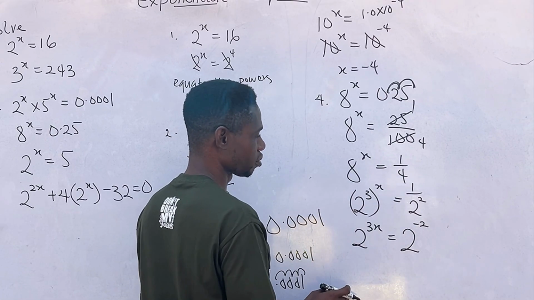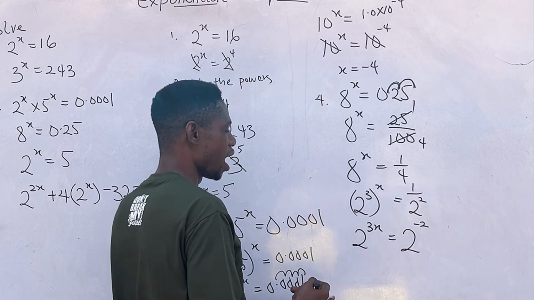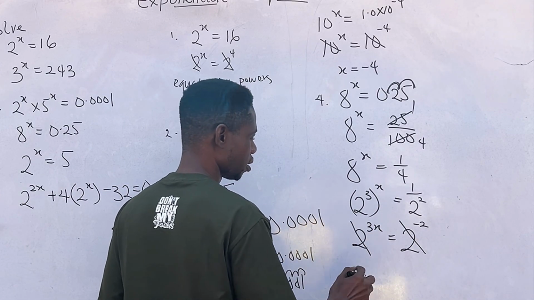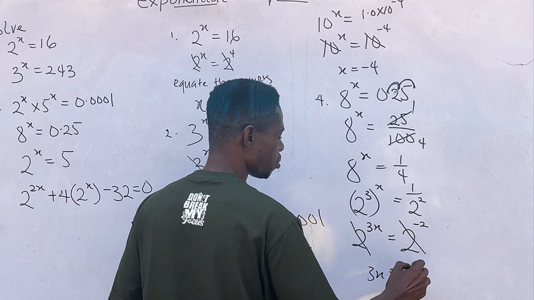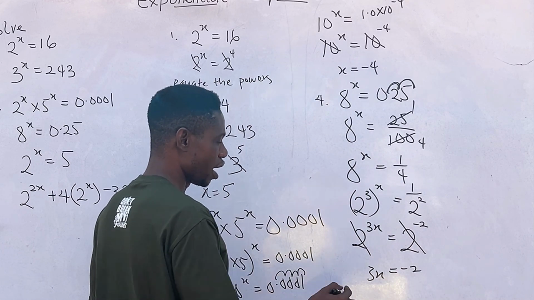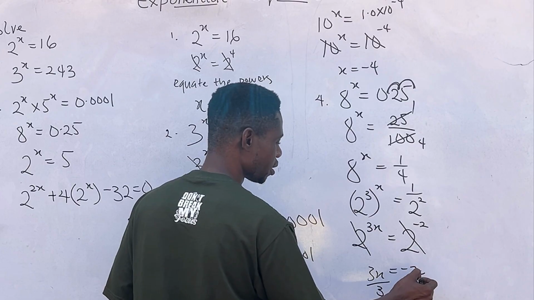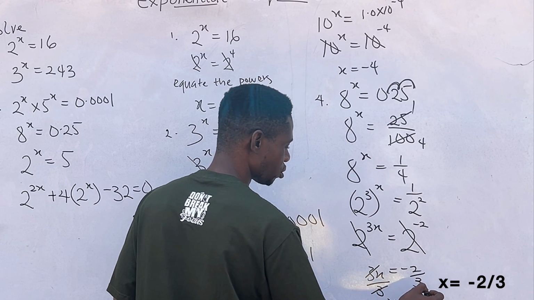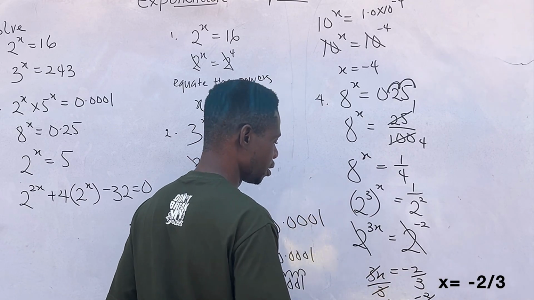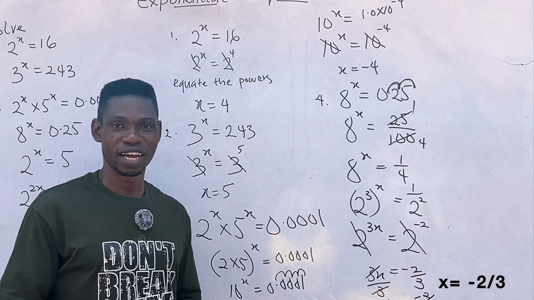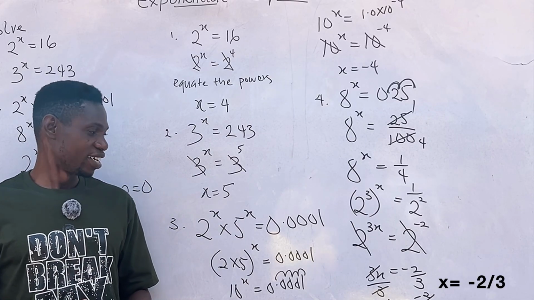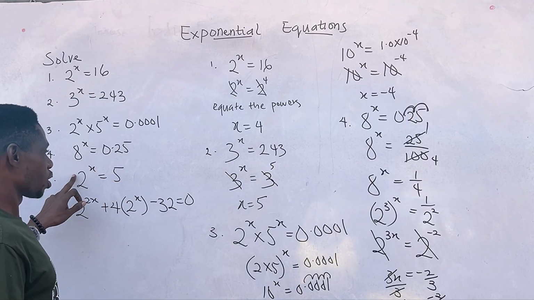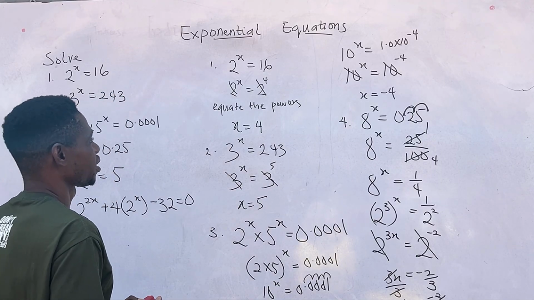Negative index law. And then this is familiar. We can equate the powers. So we have 3x equals minus 2. And if we divide both sides by 3, we have x equal to minus 2 over 3. And that's our answer. Okay, so that was number 4. The next one, number 5. Let me bring it here.